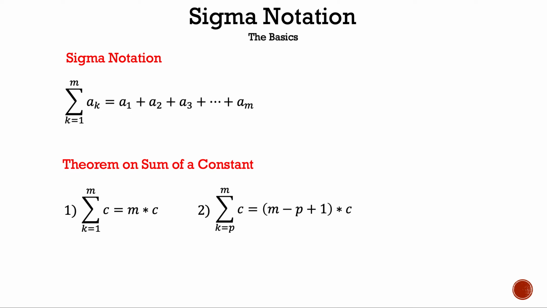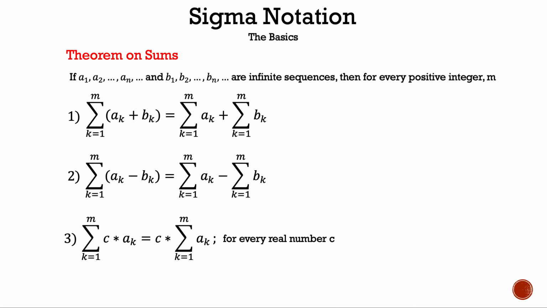Let's talk about why we multiply the constant by the quantity of m minus p plus 1. Let's say we have the numbers 1 through 3. Do we have one number, the number 2, or 3 numbers, the numbers 1, 2, and 3? That's right, we have 3 numbers. We have to add back 1 because we're counting, and not finding the distance between 2 numbers.